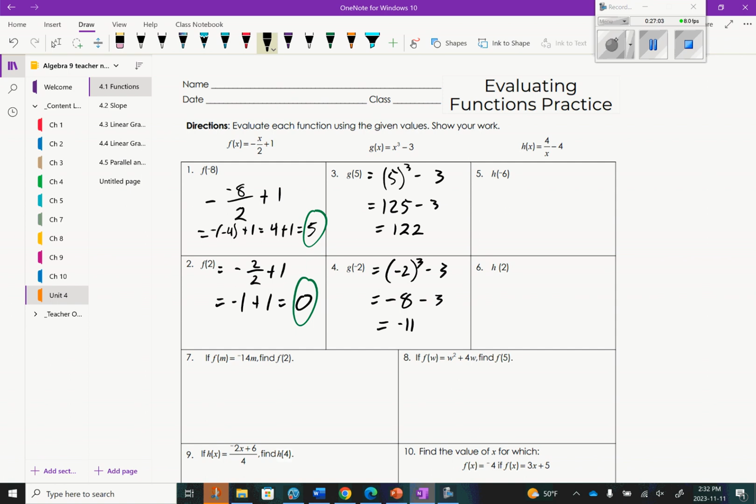And then for number 5, h of negative 6 means we're going to take 4 divided by negative 6 minus 4. You're going to substitute that number anywhere, everywhere that x variable is. So in this case, positive divided by negative is negative. We'll reduce that down to 2/3 minus 4.